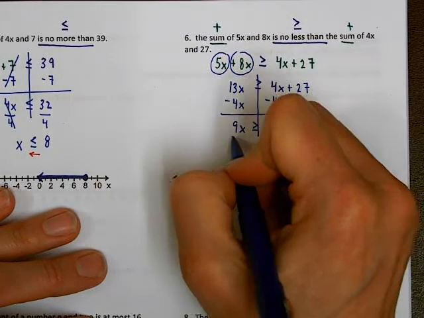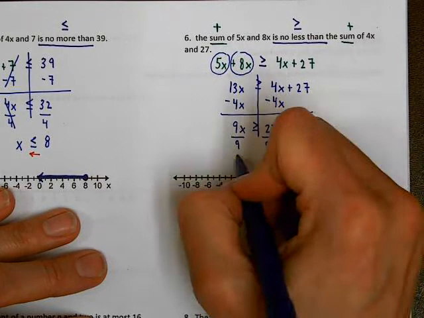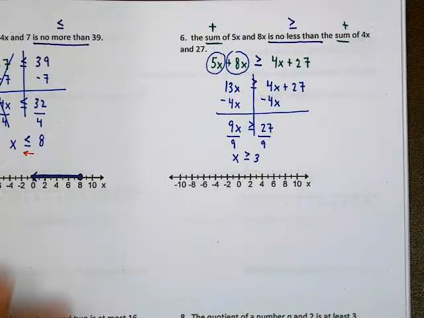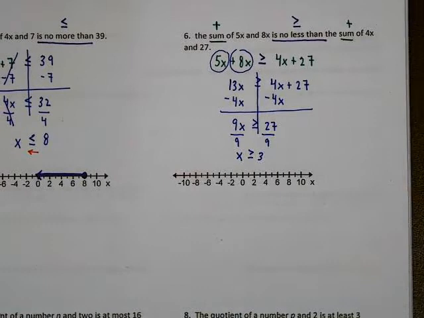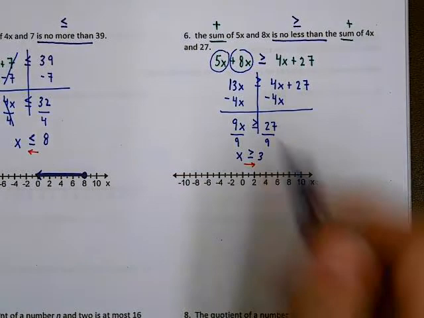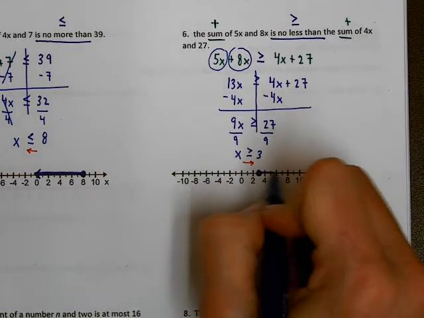The last thing I'm going to do is divide by 9. Since I'm dividing by a positive, my inequality symbol doesn't change. So I have x is greater than or equal to 3. My arrow tells me I'm going to shade right. I have greater than or equal to, so I'm going to have a closed circle on 3 and shade to the right.